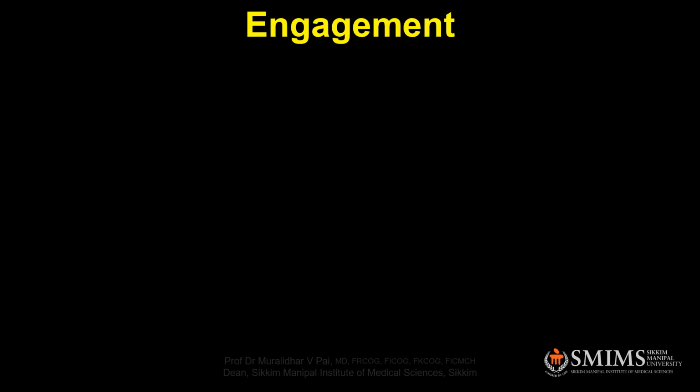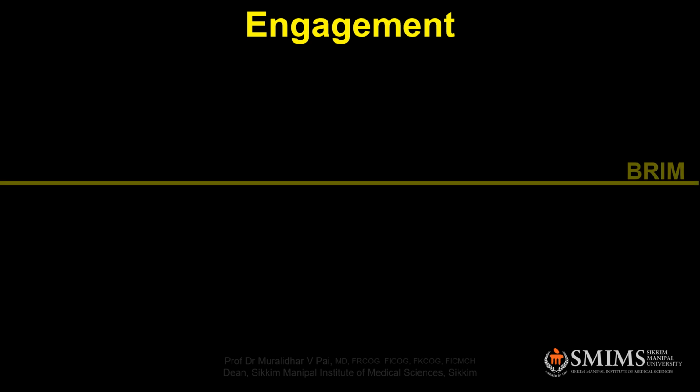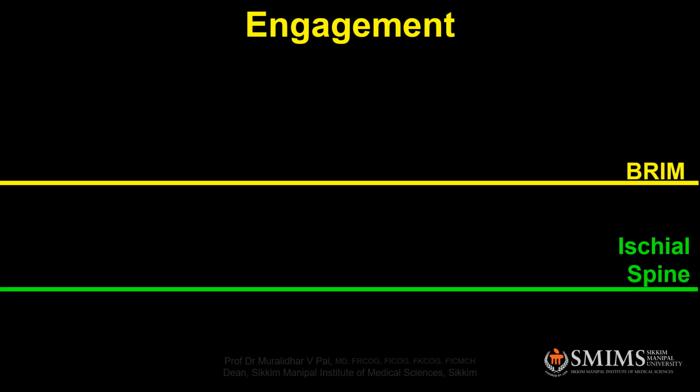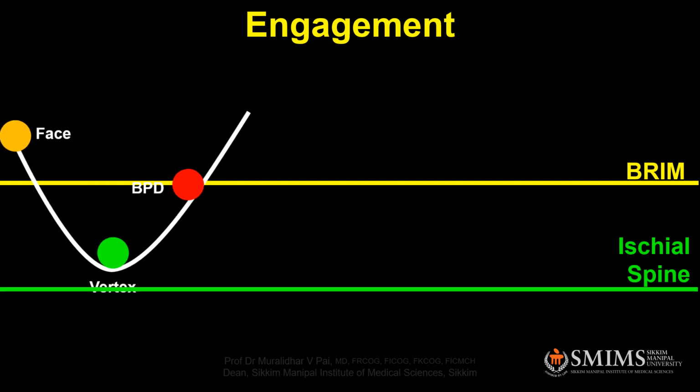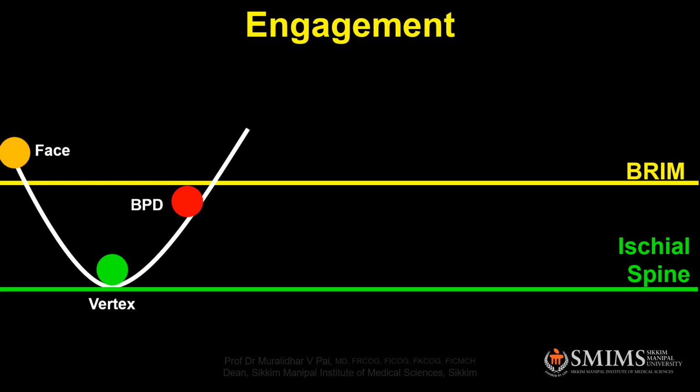What we understood in the previous slide is the theoretical definition of engagement. But how to confirm the engagement clinically? For that, we need to understand a little bit of mathematics. The yellow line represents brim, the green line represents ischial spine. When the biparietal diameter, that is depicted in red dot, crosses the pelvic brim, the green dot which depicts vertex is touching the ischial spine.